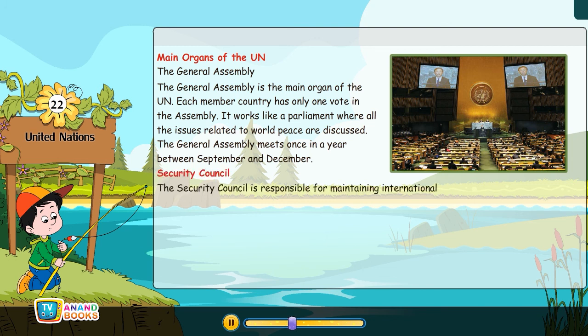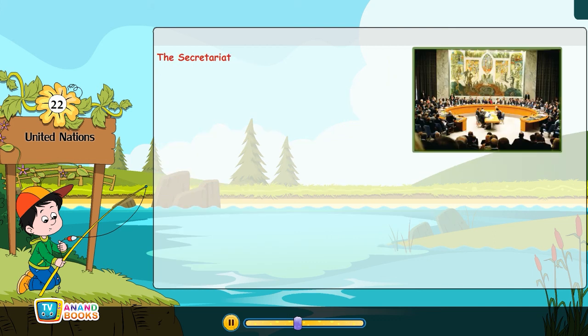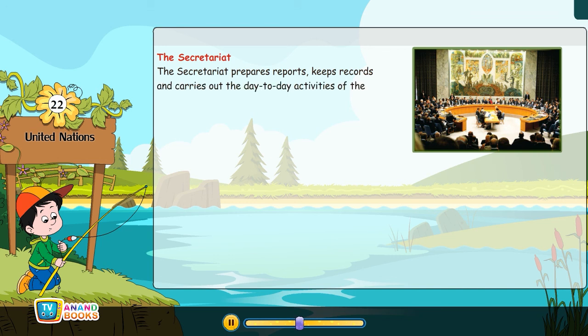Security Council. The Security Council is responsible for maintaining international peace in the world. It has 15 members, 5 of them are permanent, and the rest 10 are elected for a 2-year term. The 5 permanent members are the United States, the United Kingdom, France, Russia, and China. The Secretariat. The Secretariat prepares reports, keeps records, and carries out the day-to-day activities of the UN. The head of the Secretariat is the Secretary General.